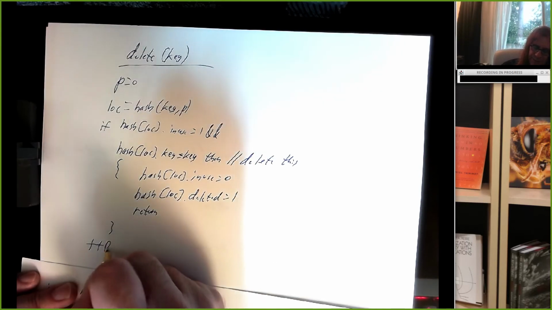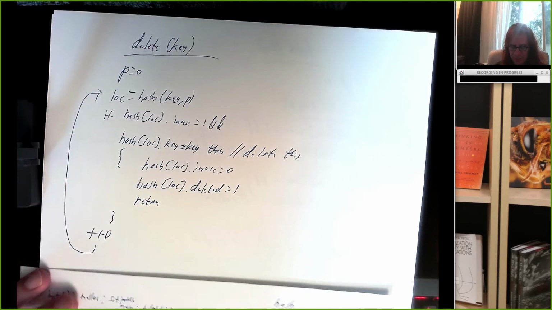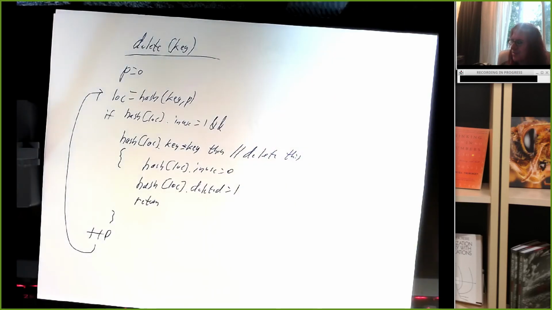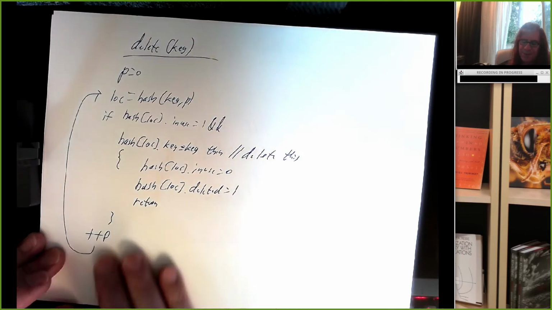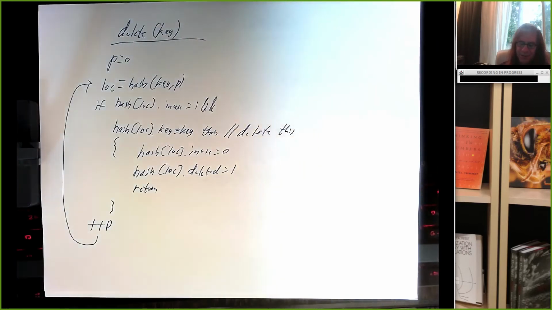Otherwise, bump up your probe value, go back and try again. And on these loops, we need to do something to make sure we don't loop forever. So bump up your probe value and see if it's equal to the hash length, and/or something.